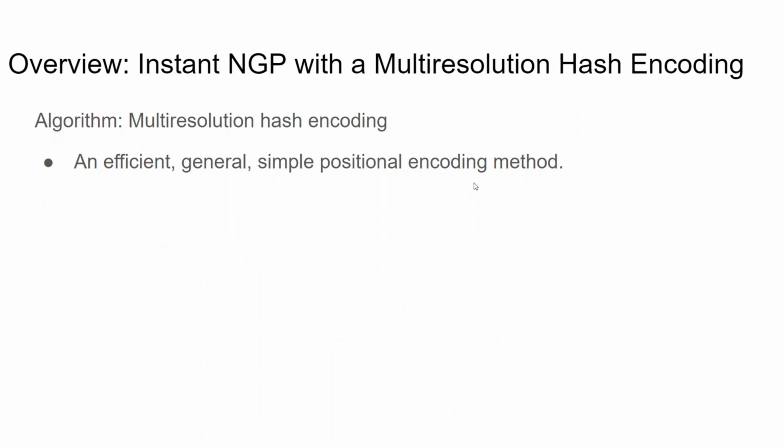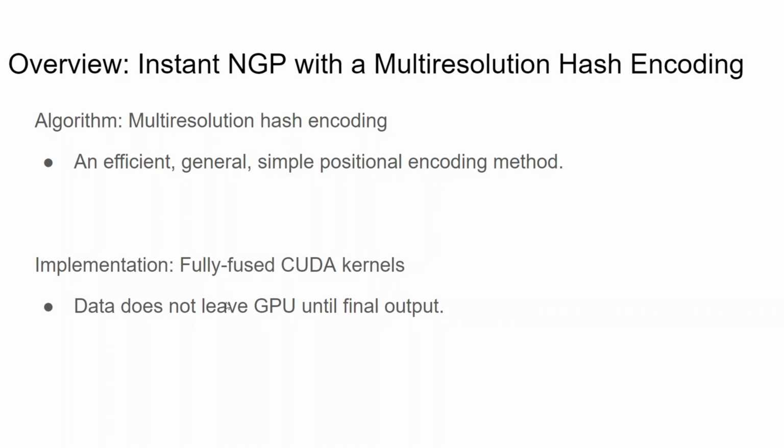So we talked about the algorithm side, and for the implementation, I just want to talk about the speed up by fully fused CUDA kernels. The term fully fused just means that every operation is on GPU and data doesn't leave GPU until final output.